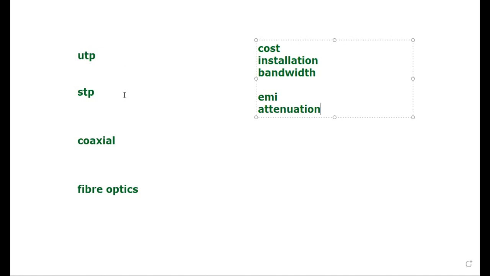STP cost is more than UTP, less than coaxial, right? Installation cost is less than coaxial, more than UTP, and bandwidth is more than UTP but less than coaxial cable. Electromagnetic interference is less than UTP, more than coaxial cable, and so on. Okay, so that you have to write.